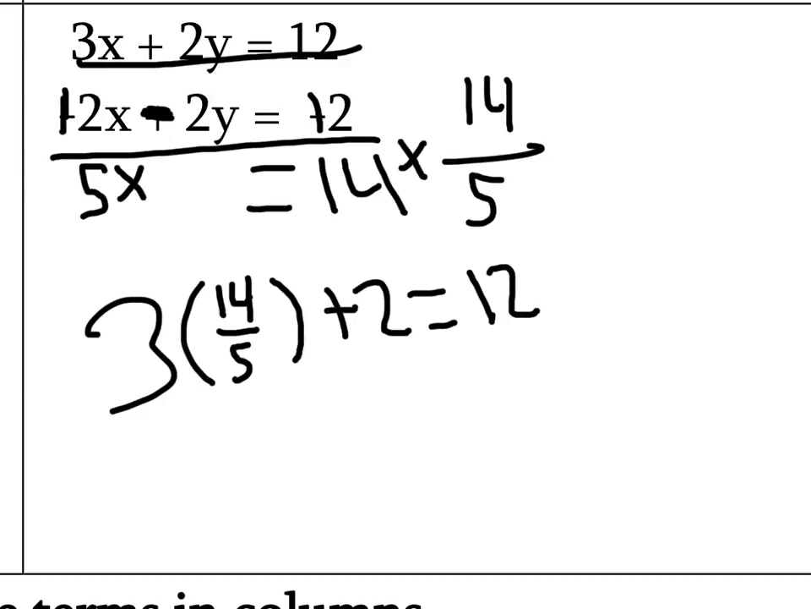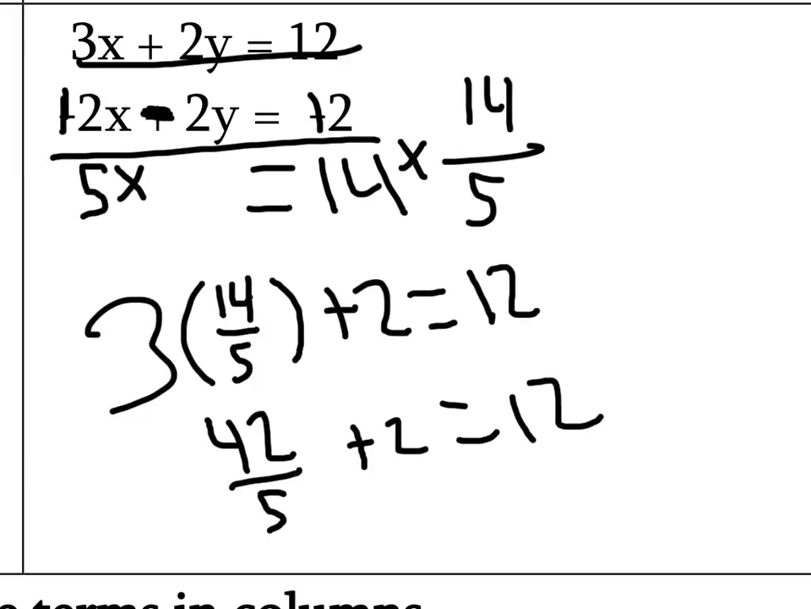So 3 times 14 over 5 is 42 over 5. Plus 2y equals 12. Sorry, it's 2y.